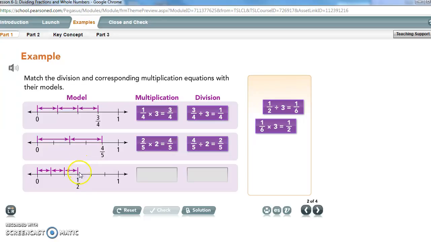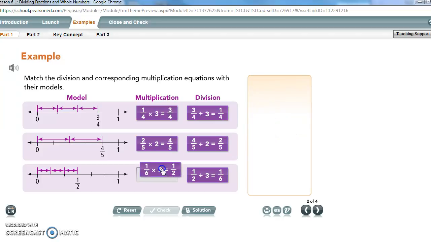Which means this next one, we start at 1/2. We have 1, 2, 3 equal spots. So 1/2 divided by 3 is 1/6. And here we have 1/6 times 3 equals 1/2. Go ahead and copy those down.